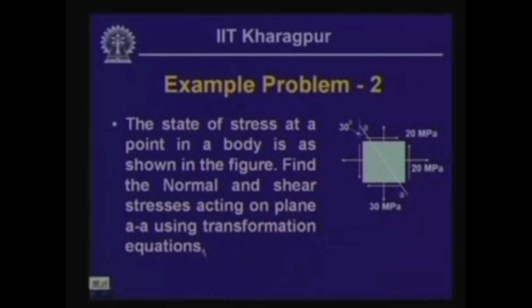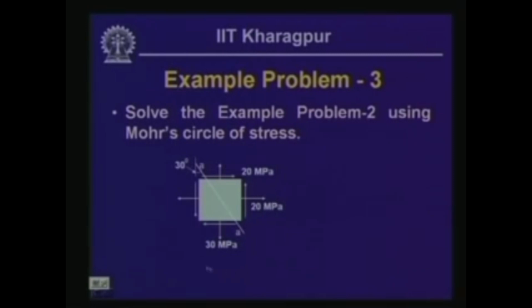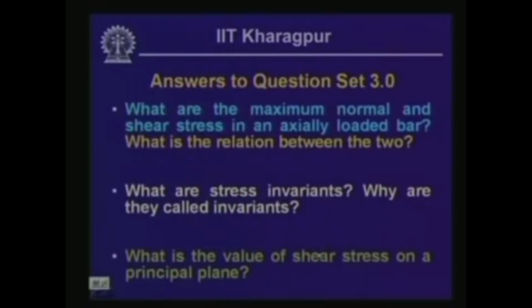Well, you can look into this particular problem. You can compute the state of stress using the transformation equation. Also, you can use the same problem to solve through the Mohr circle of stress. These questions which we had posed last time are quite straightforward. The first one is maximum normal stress and shear stress in an axially loaded bar, which we know as P by A is the normal stress and P by 2A is the shear stress, and thereby tau, the shear stress, is equal to sigma by 2, half the normal stress. Stress invariance we have discussed today, and the value of shear stress on principal plane is 0.